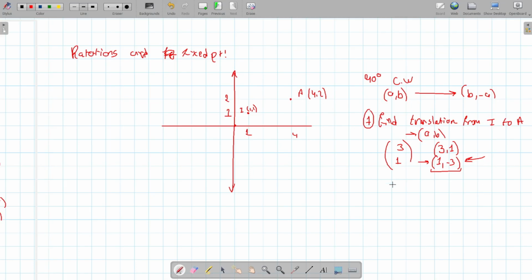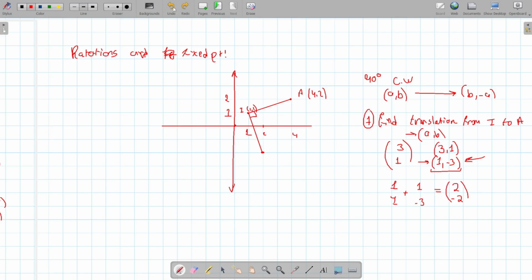So you go from 1 comma 1. Let's add it to 1 comma minus 3. You get 2 comma minus 2, which is over here. And if you connect them, let's see, does it form a right angle? Yes, it does. And is it clockwise? Yes, it is.